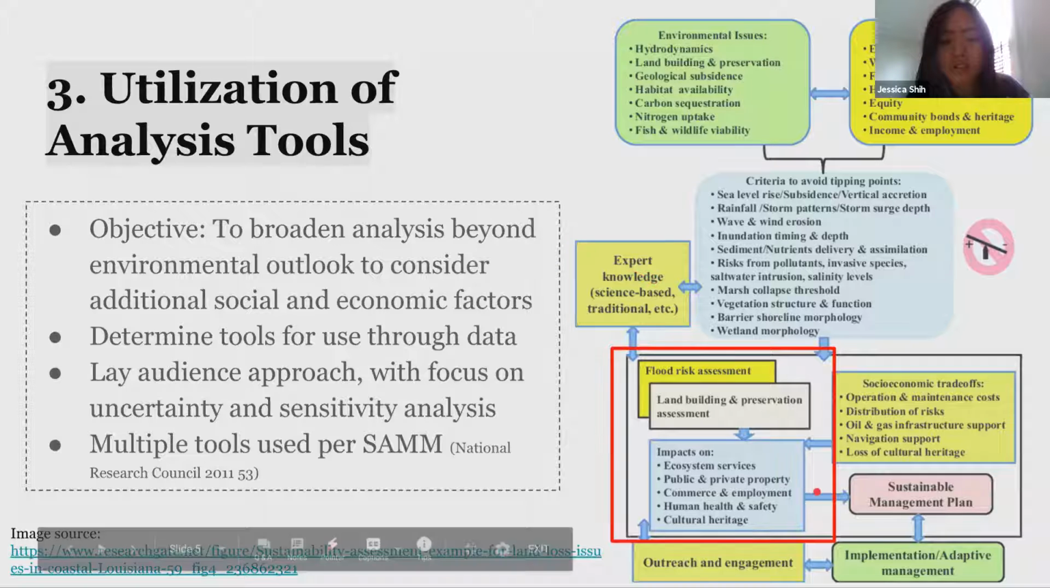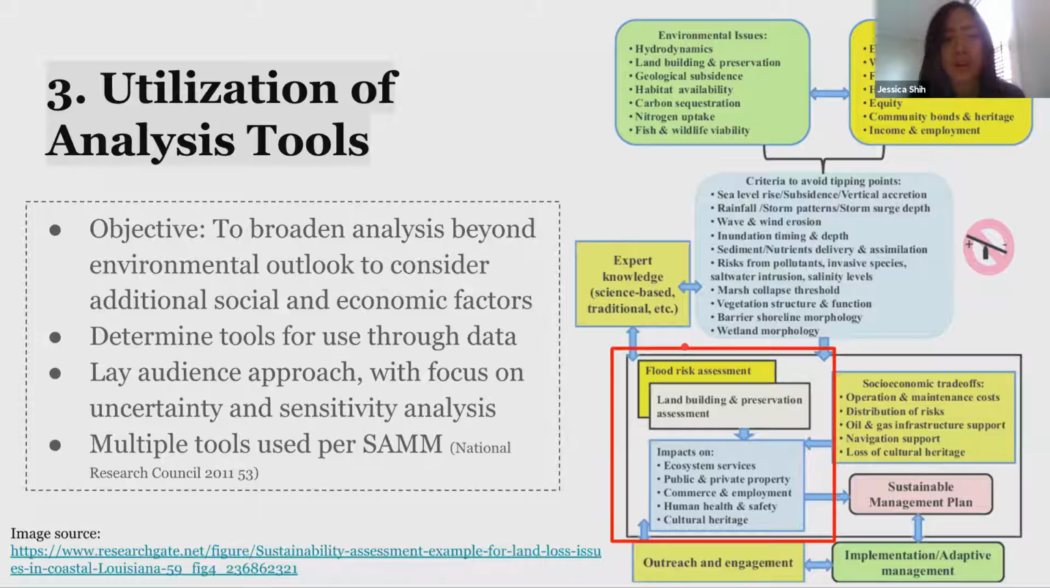All right, so thirdly, we have the utilization of analysis tools. The objective here is to broaden the analysis beyond just the environmental outlook to consider the additional social and economic factors. To do this, it's very important to use multiple tools in conjunction with each other because any one tool used alone would not be sufficient to conduct the method. And there is a really heavy emphasis on data through these tools, which we'll see briefly.